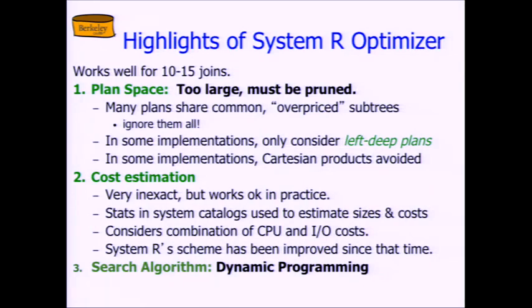They had a language called QUEL. Both System R and Ingres led to companies. System R led originally to a company called Oracle because Larry Ellison read all the tech reports from IBM and just copied them and built a system.